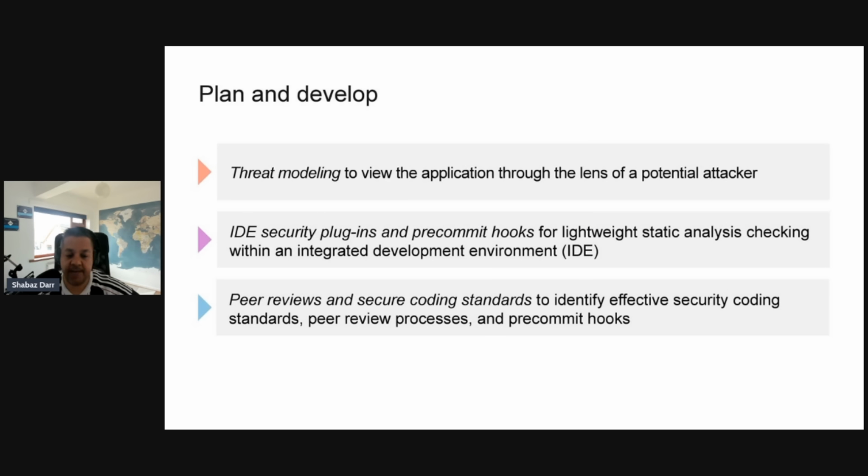So let's talk about the plan and develop now. So again, we've talked about these agile methodologies, and we've talked about how Scrum is quite important to that. And we talked about threat modeling. That's going to give you a view of the application through the lens of a potential attacker. The IDE security plugins as well, and the pre-commit hooks. These are for lightweight static analysis checking within that integrated development environment, or IDE. And finally, peer review and secure coding standards. And that's going to allow you to identify those effective security coding standards, those peer review processes, those pre-commit hooks that we talked about.